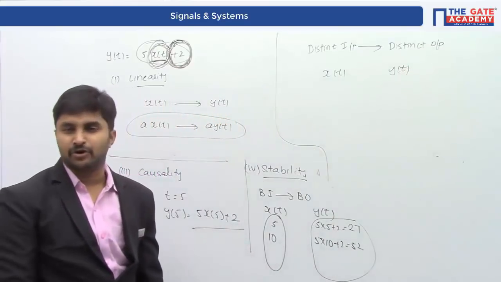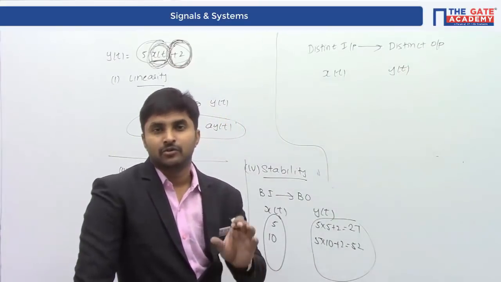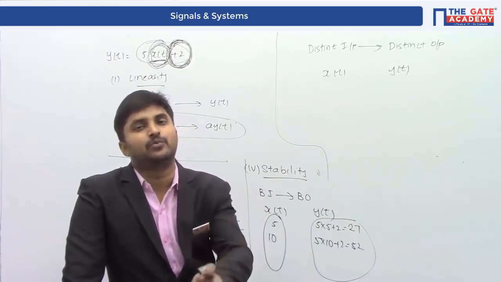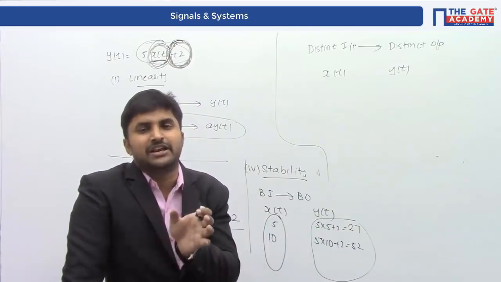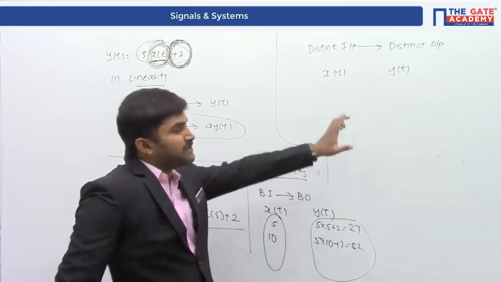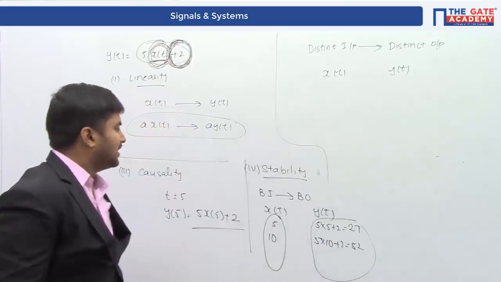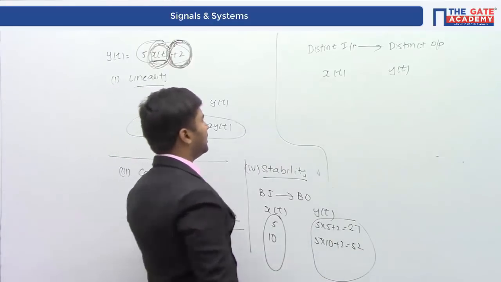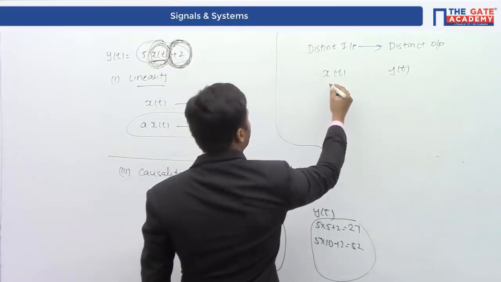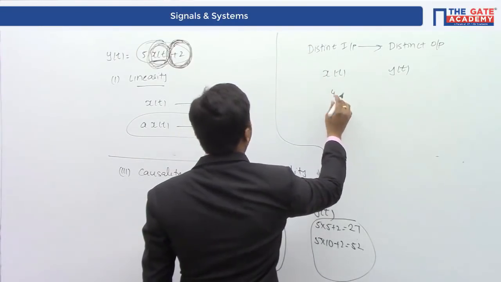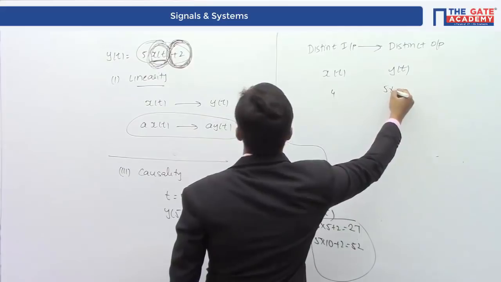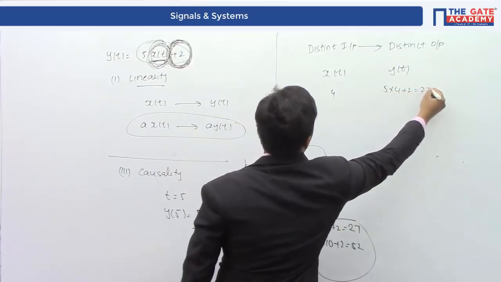From the examination point of view, we will always look for two distinct inputs for which the output is going to be the same. Is it possible in this case? Let me try. Let me take the value of x of t to be 4. What is the output going to be? 5 into 4 plus 2, which is 22.